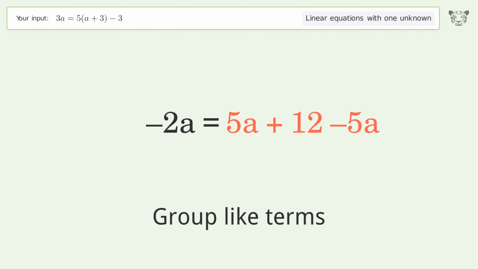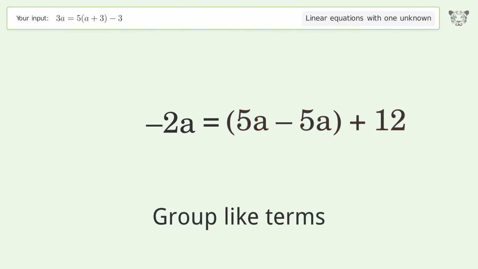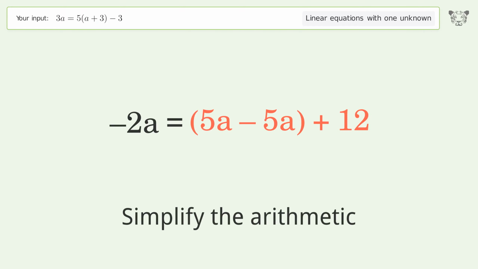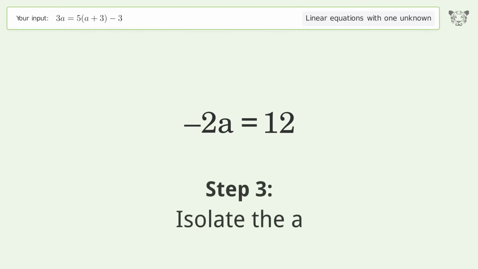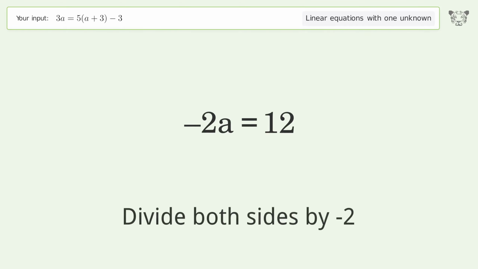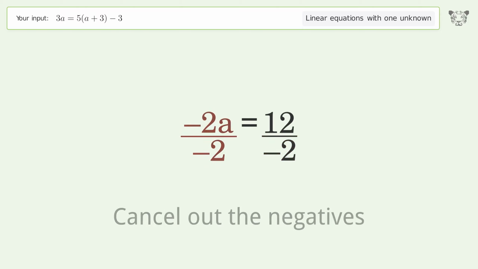Group like terms. Simplify the arithmetic. Isolate the a. Divide both sides by -2. Cancel out the negatives.